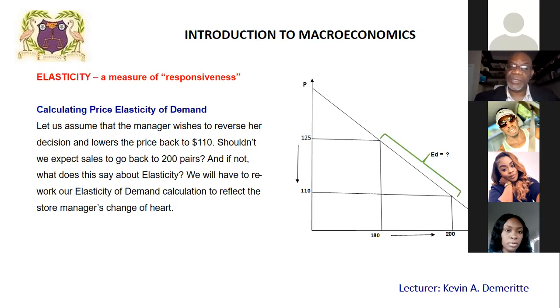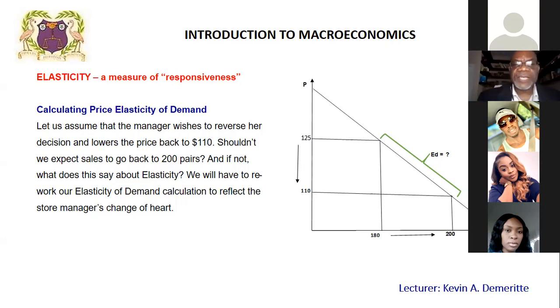Here's the question for you. Should we expect sales to go back to 200? The answer, of course, is that without any additional information, sure. There's no reason to think it shouldn't. Because what you said is that when you raise your price by $15, your sales fell by 20 pairs of shoes. So if you lower your price by $15, your sales should go up by 20 pairs of shoes. Right? That makes logical sense unless somebody gives you some information that makes you think otherwise.